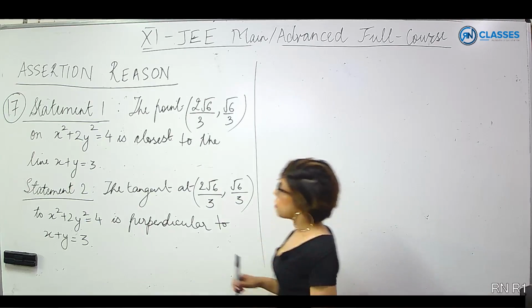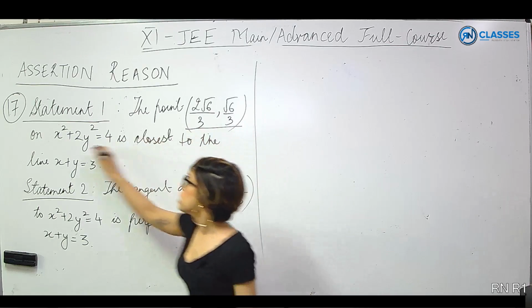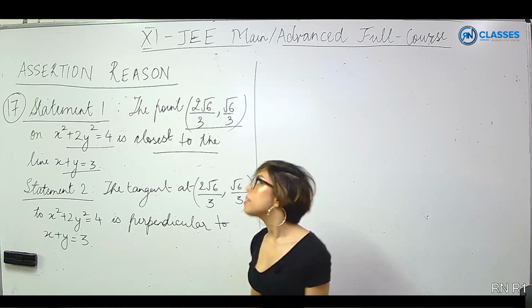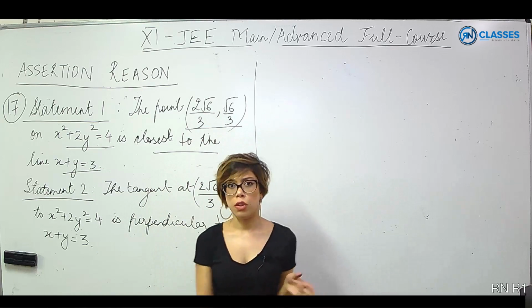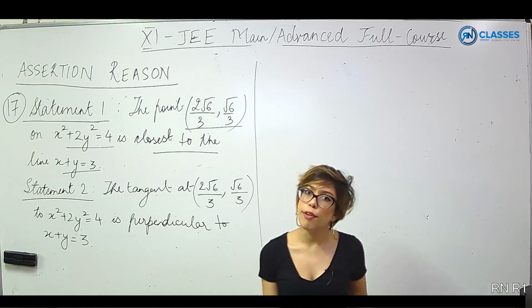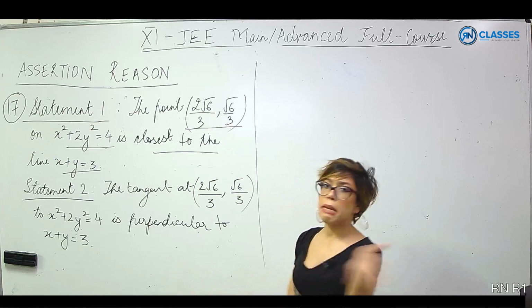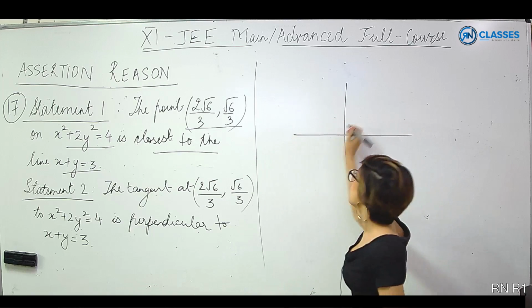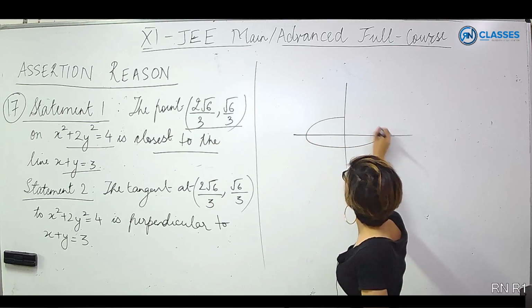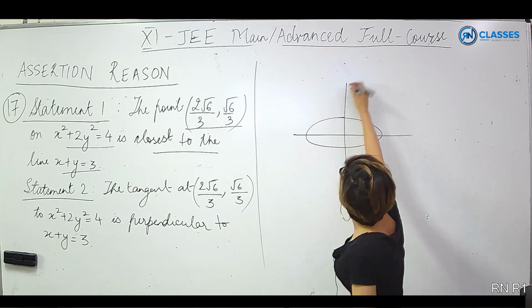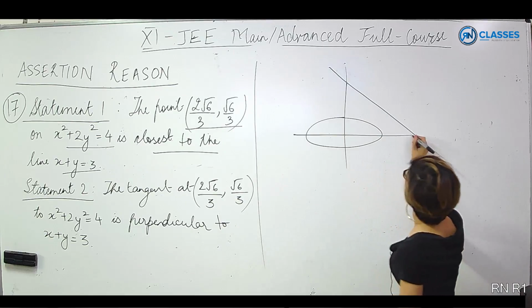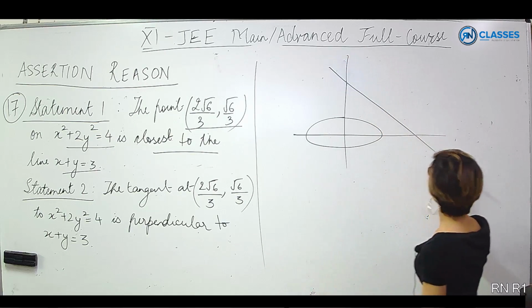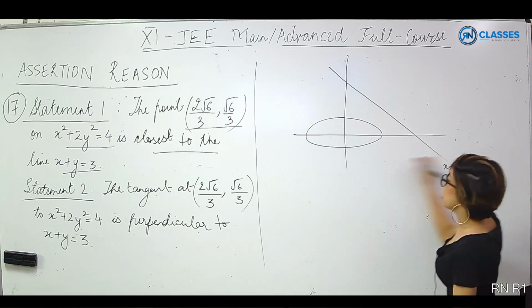Now statement 1 says the point on the surface is closest to the line x plus y equal to 3. I want to see whether this point is actually the closest or not. Then only I'll get to know whether the statement is true or false. So let me tentatively make a rough sketch. I have a horizontal ellipse, something like this, and x plus y equal to 3. My line would be something like this. Obviously it is a little exaggerated so that you can see what is happening.